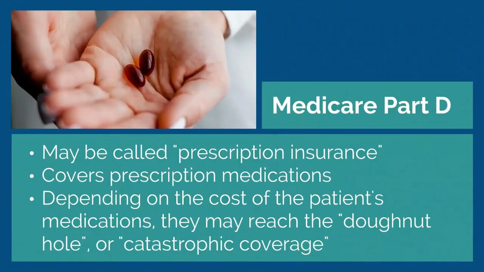Finally, we have Medicare Part D. This may be called prescription insurance. It covers prescription medications. Depending on the cost of the patient's medications, they may reach the donut hole or catastrophic coverage, which we're going to talk about in more detail.